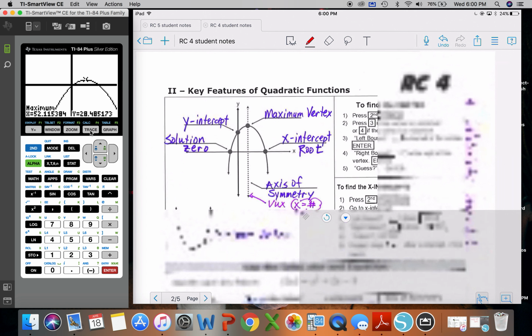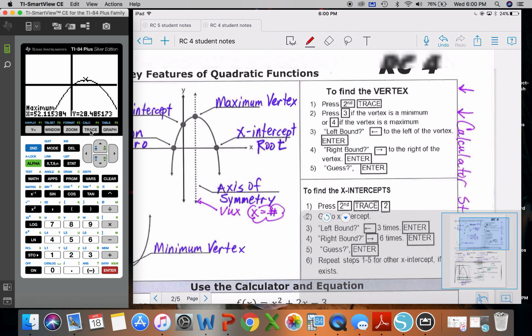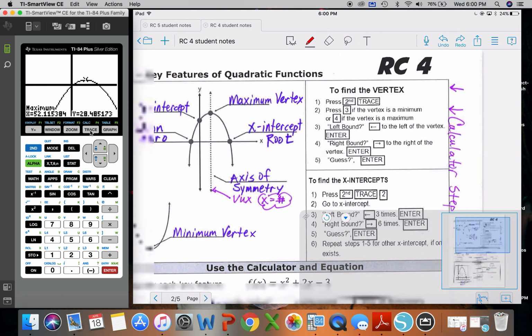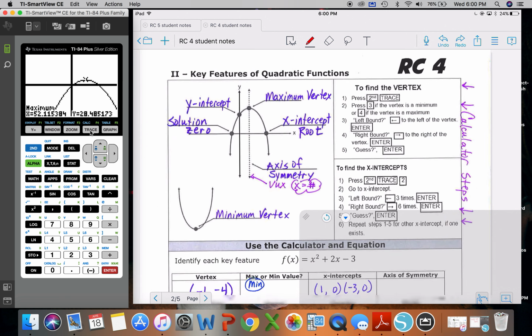Those steps for finding the maximum and minimum are listed on the second page of your assignment. So if you didn't catch all of that or didn't write all those steps down, that's okay. We have a picture reminding us of these key features for quadratics. Solutions, zeros, x-intercepts, and roots all mean the same thing, and they all mean where does this cross the x-axis. Your y-intercept is where it crosses the y.